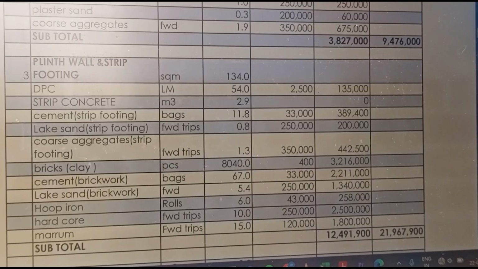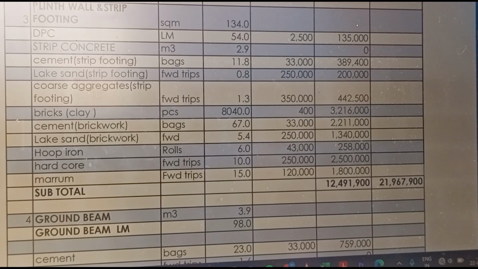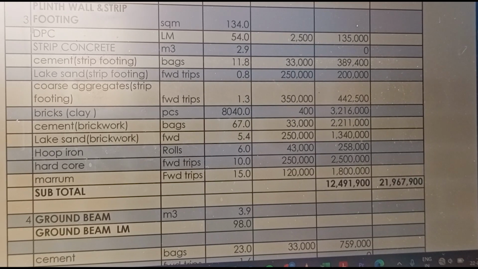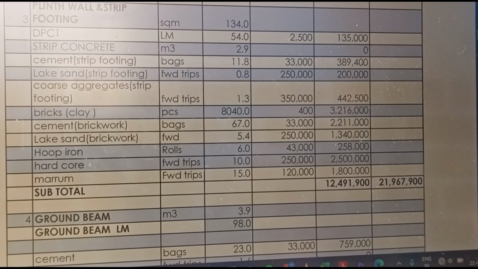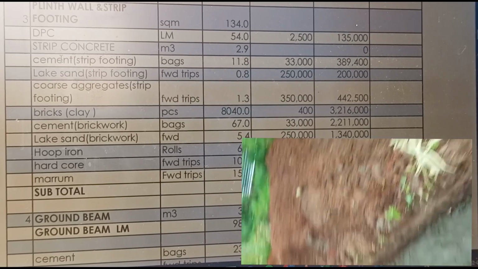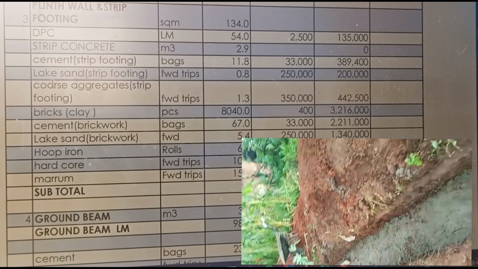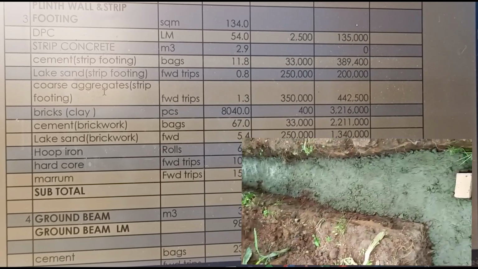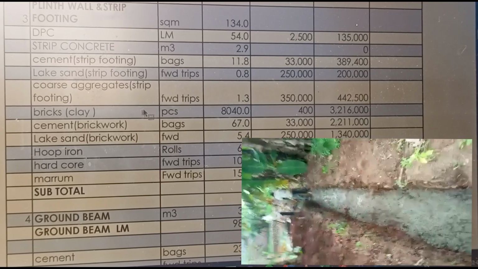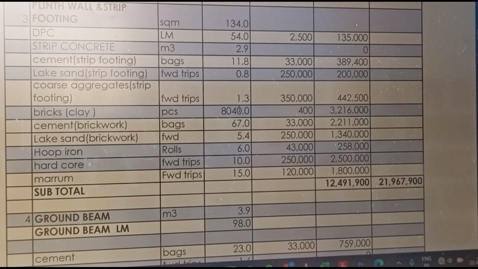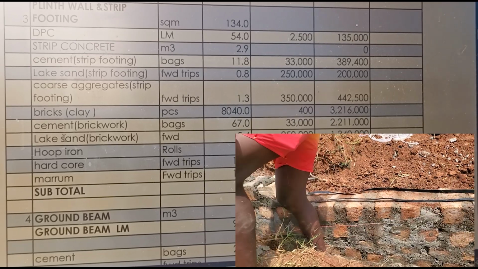3,827,000 shillings. Still under our substructure, we'll need to have the plinth wall constructed, and in this plinth wall we'll need DPC. We need cement for strip concrete, that is for blinding of it under the trenches before we start the brickwork for the plinth wall. Then we need lake sand, we need coarse aggregate, 1 4 trip, then bricks, clay bricks in particular. Yeah, we need 840 pieces. Then we need lake sand. This is for the plinth walls.